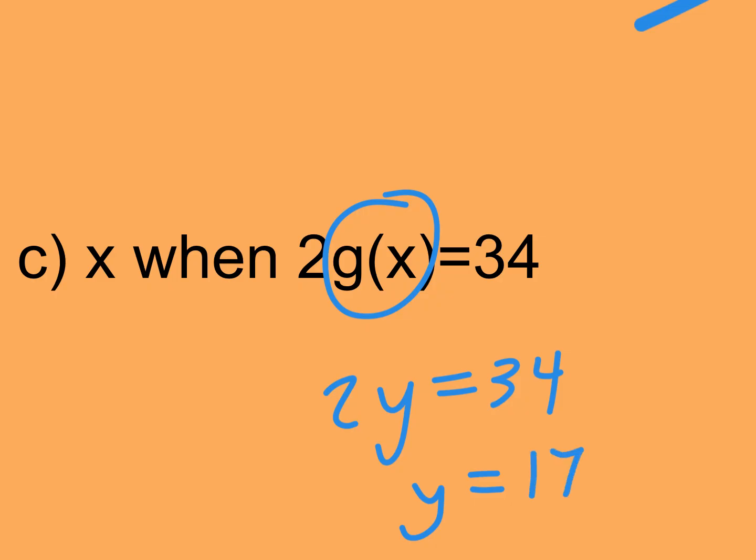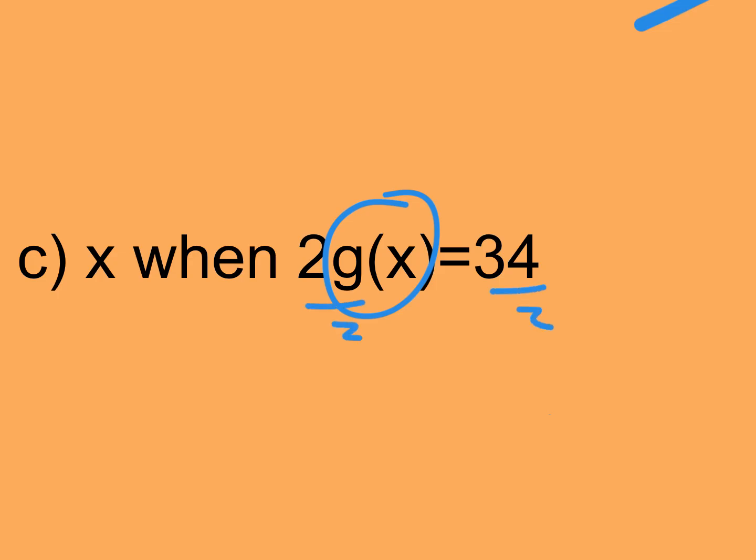So isn't g of x really 17? Now, your way of doing it would have worked, but I think this is easier. If I divide both sides by 2, y, f of x, in this case, g of x, will be 17. Now, is that the final answer to the question? No, I want to know what x is.